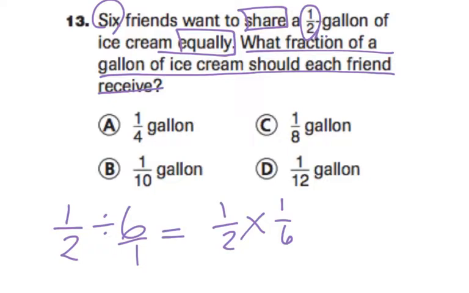So now I can multiply straight across. And I have 1 times 1 equals 1 over 2 times 6, which equals 12. So my answer is 1/12 gallon, which is answer choice D.